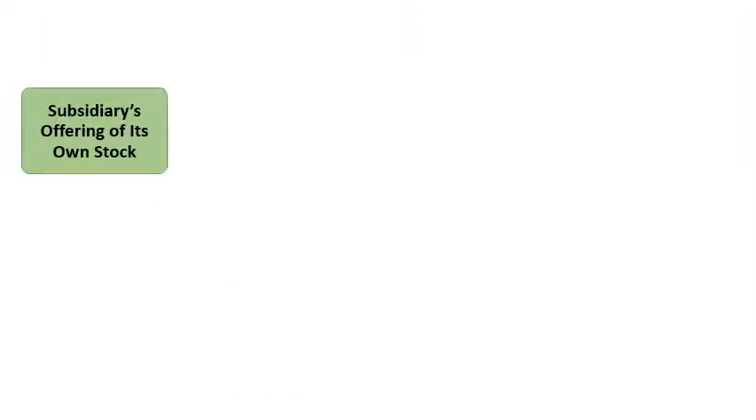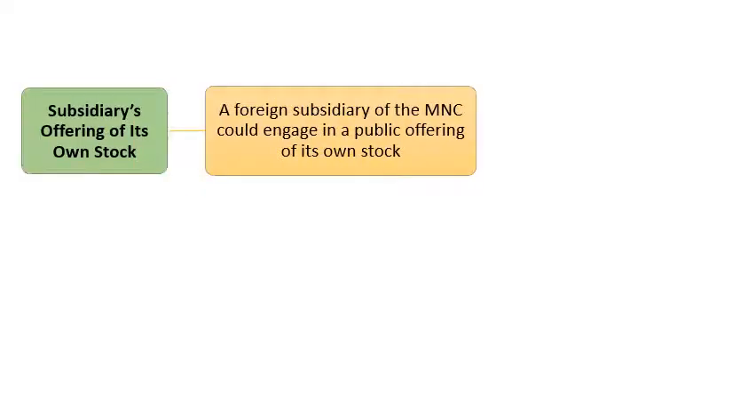Suppose the multinational company has a subsidiary in Japan which needs funds. The foreign subsidiary, that is the Japanese subsidiary of the multinational company, could engage in a public offering of its own stock. The main disadvantage is that this subsidiary would no longer be wholly owned by the parent, although the parent would likely remain as the major owner.